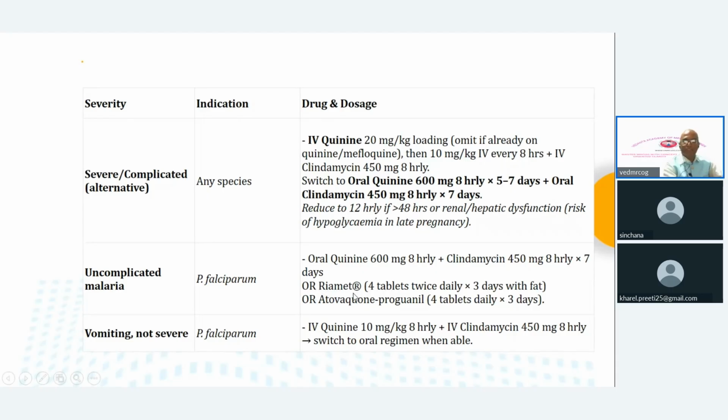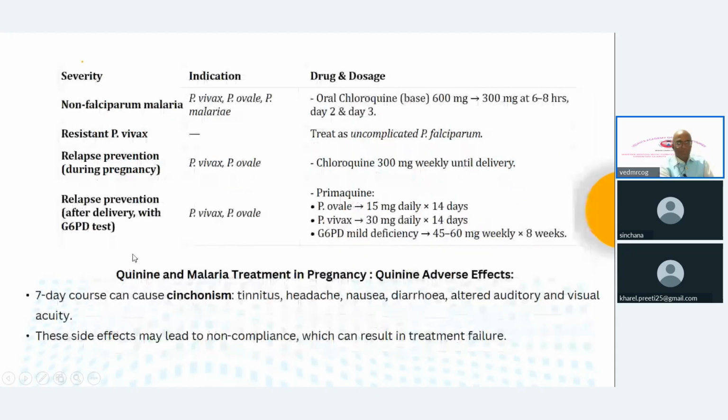The other options will be Riamet, and atovaquone plus proguanil. Vomiting, if it is not severe, then you can give IV quinine 8 hourly plus clindamycin 8 hourly, then switch to the oral regime. So remember, severe and or complicated, and uncomplicated malaria. Okay.